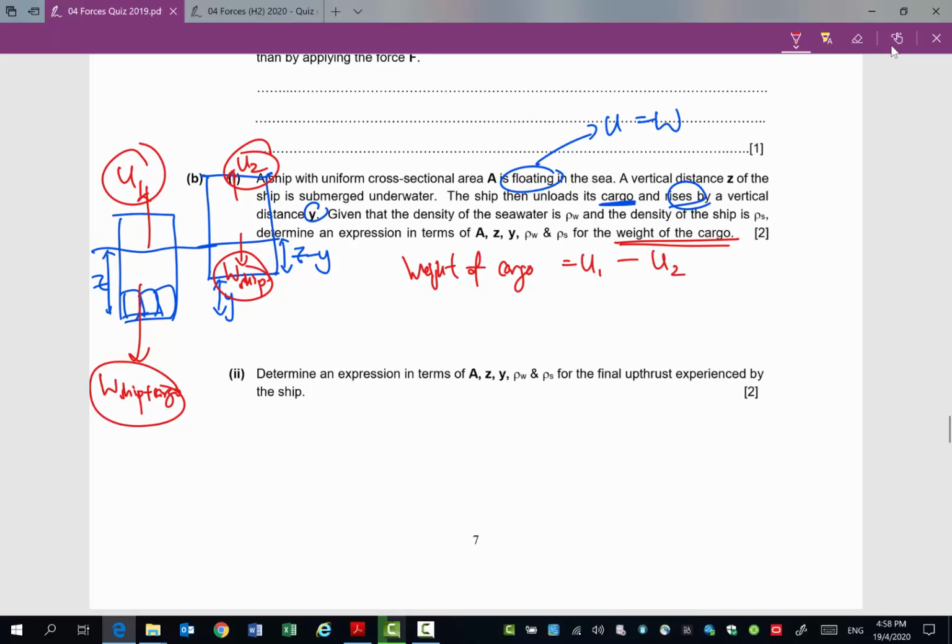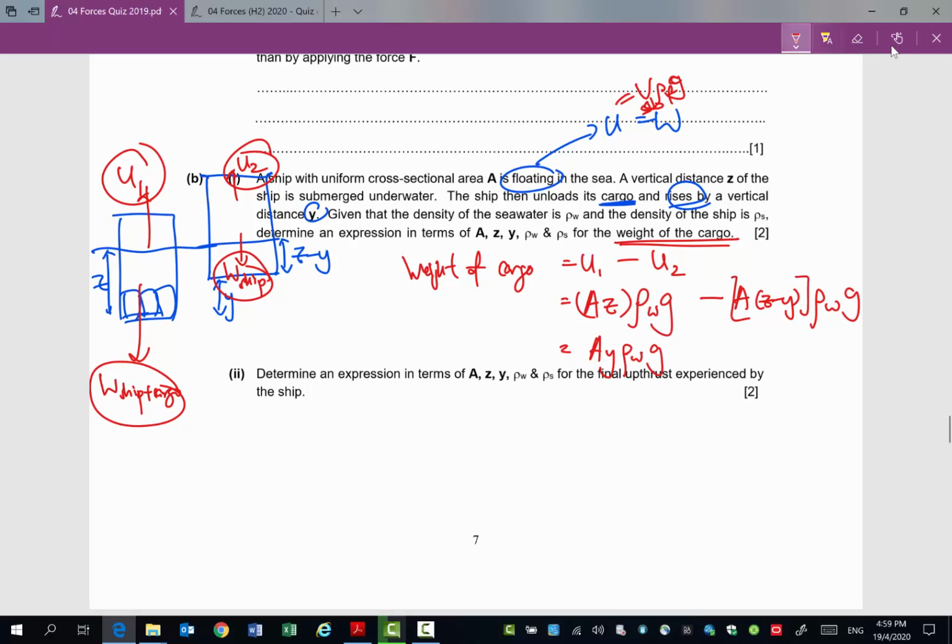We understand upthrust as V rho g, V being the volume that has been submerged, multiplied by the density of the fluid, multiplied by g itself. In the first case, upthrust 1, the volume submerged must be the cross-sectional area A multiplied by Z. So to find the weight of the cargo, it will be the density of the seawater multiplied by g, times A Z, minus upthrust 2, which is A times (Z minus Y) multiplied by the density of the seawater multiplied by g. After you expand and simplify the whole equation, you should get the final answer as A Y times the density of the water multiplied by g.